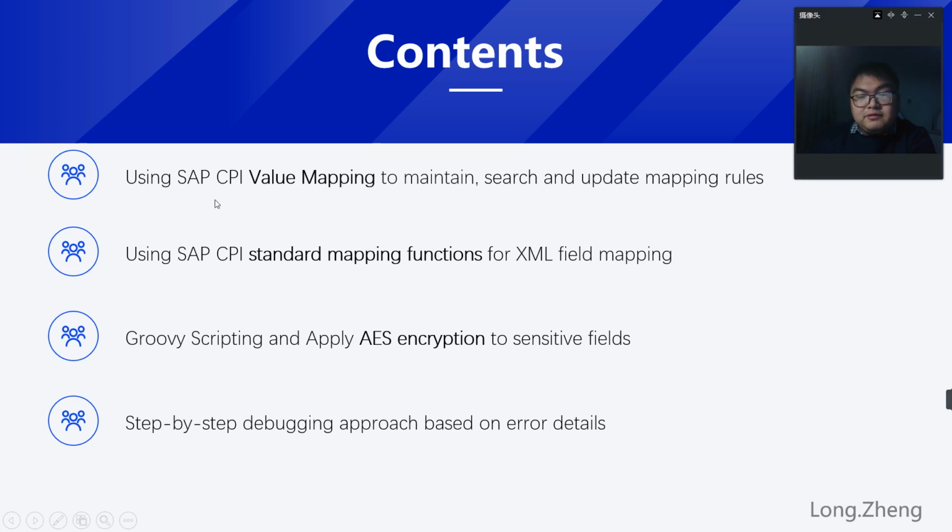Next page is what we will meet in this case. First, we will use SAP CPI value mapping to maintain such mapping rules. Second is using SAP CPI standard mapping functions for XML field mapping. Third is Groovy scripting and applying AES encryption to sensitive fields. And also we need to get timestamp data, which is standard Groovy language we will use often.